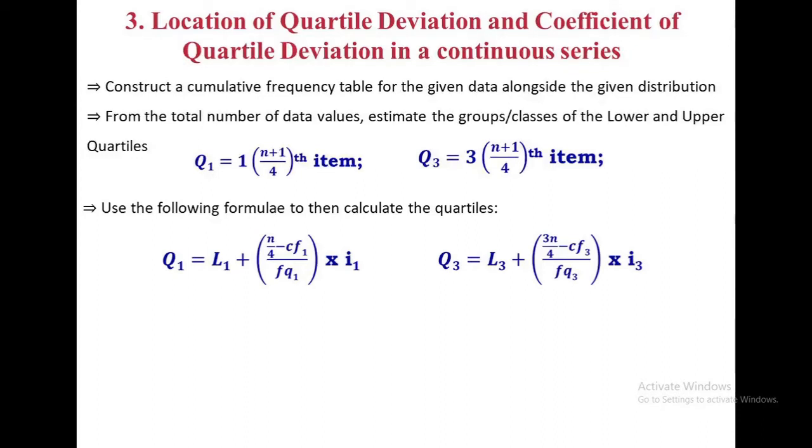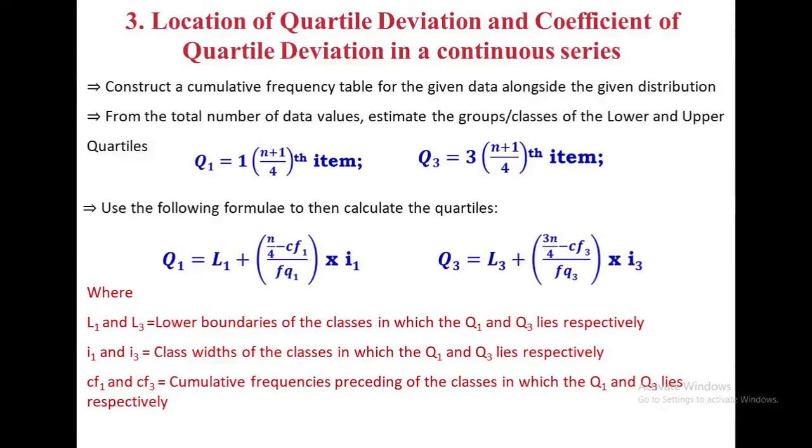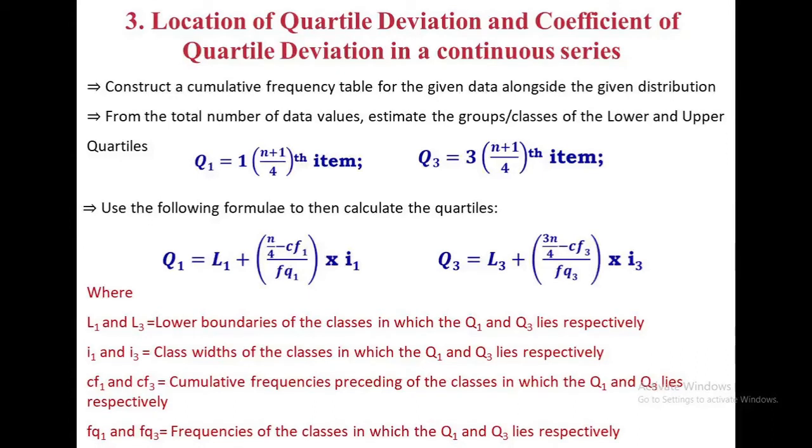L1 and L3 are lower boundaries of the classes in which Q1 and Q3 lie respectively. I1 and I3 are the class widths of the classes in which Q1 and Q3 lie respectively. CF1 and CF3 are the cumulative frequencies preceding the classes in which Q1 and Q3 lie respectively. In the same manner, FQ1 and FQ3 are the frequencies of the classes in which Q1 and Q3 lie respectively.